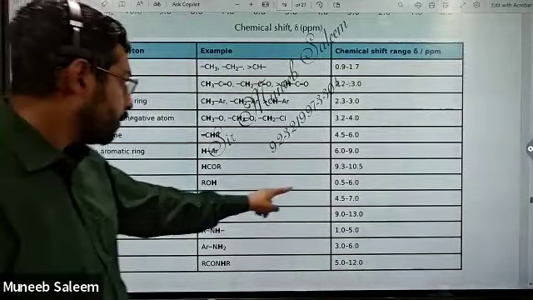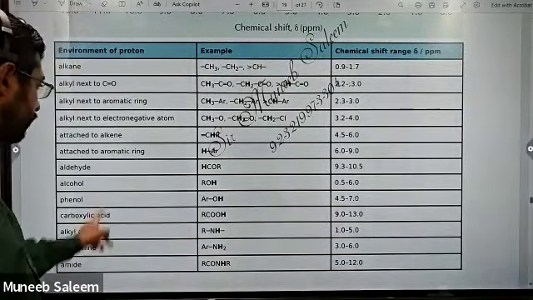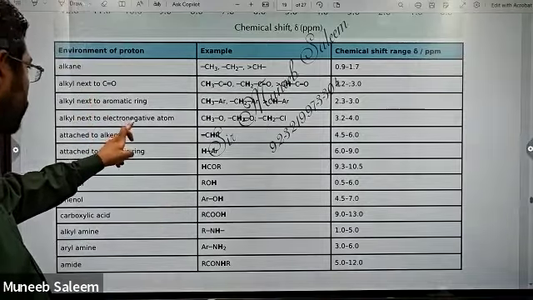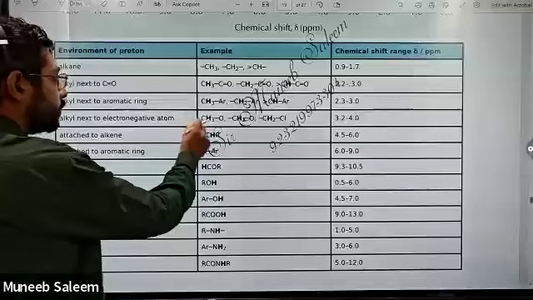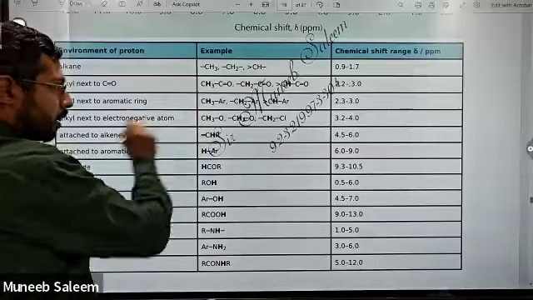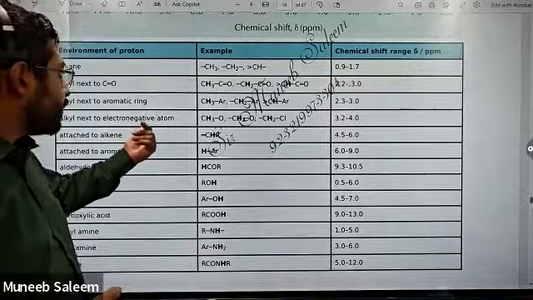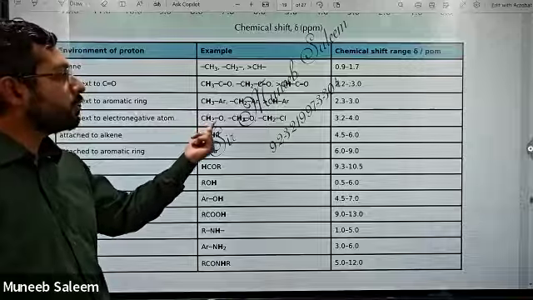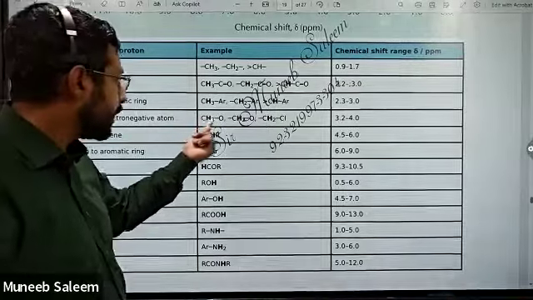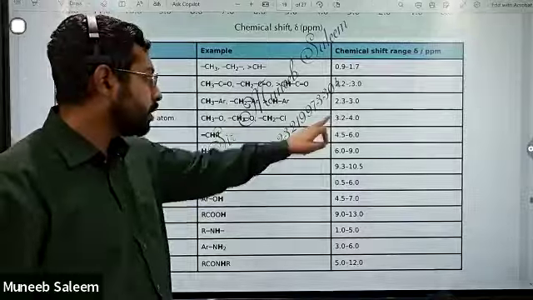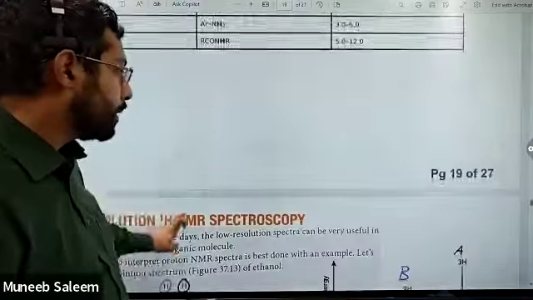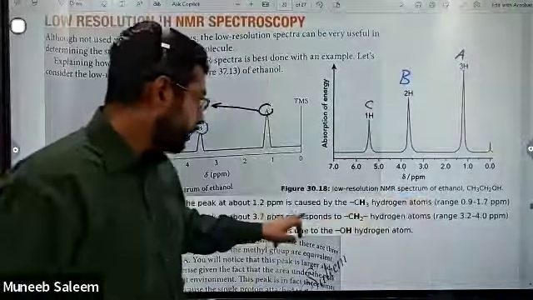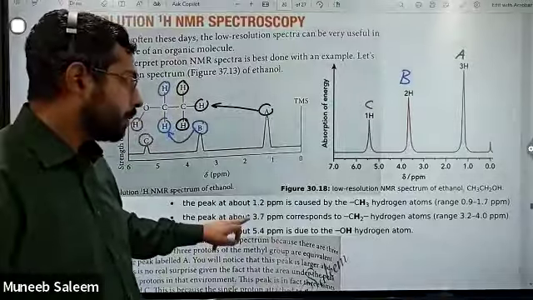So 0.5 to 6.0. No, this one is the hydrogen of the alcohol. Yeah, this one. The hydrogen which is next to the electronegative atom. So the alcohol had the oxygen atom present in the molecule, so the hydrogen is present next to the electronegative atom, which has a range of 3.2 to 4.0 ppm. So this does occur in the same range, 3.0 to 4.2 ppm.